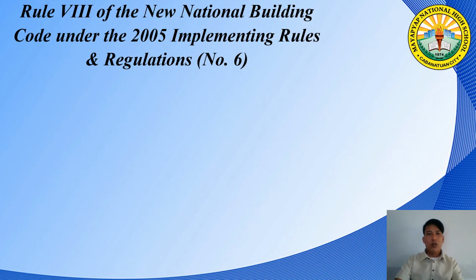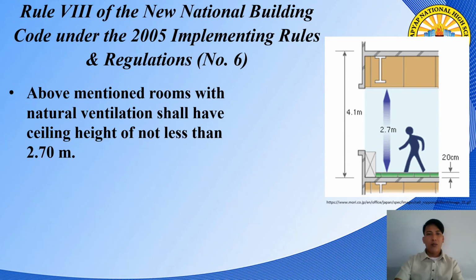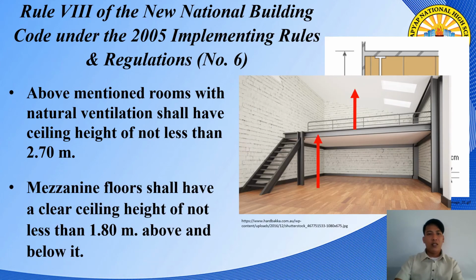Above-mentioned rooms with natural ventilation shall have ceiling height of not less than 2.7 meters. Mezzanine floors shall have a clearing ceiling height of not less than 1.8 meters above and below it.